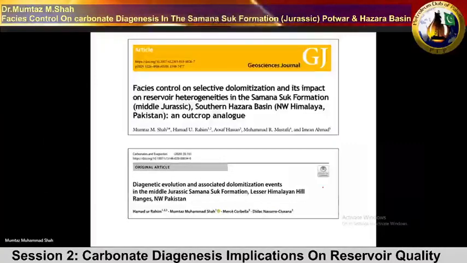These are the two publications which had been published from this particular study so far. One is Facies control on selective dolomitization and its impact on the reservoir heterogeneity, and the second one is in carbonates and evaporites, which is associated with the diagenetic evolution and associated dolomitization events in the Middle Jurassic Samana Suk formation.